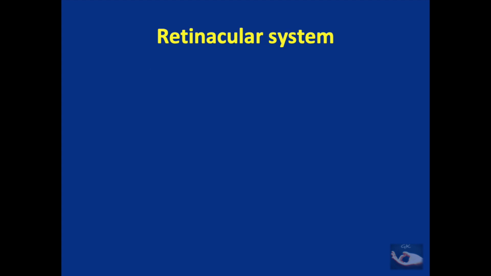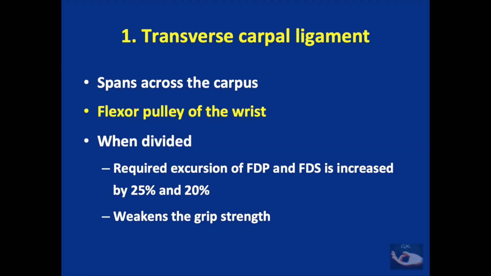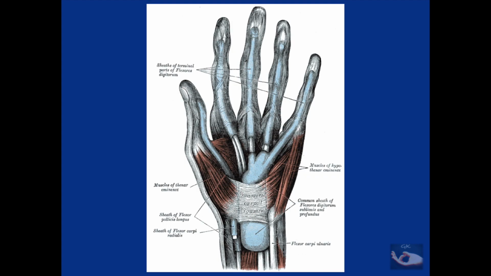Now we shall see the retinacular system that supports the flexor tendons in the hand. There are 3 main components: the transverse carpal ligament, the palmar fascia and aponeurosis, and the palmar and digital pulley systems. The transverse carpal ligament is nothing but the flexor retinaculum which spans across the carpus. It is the flexor pulley of the wrist. It is important because when it is divided, the required excursion of the FDP and FDS is increased by 25% and 20% respectively, and the grip strength of the hand and fingers is also weakened.